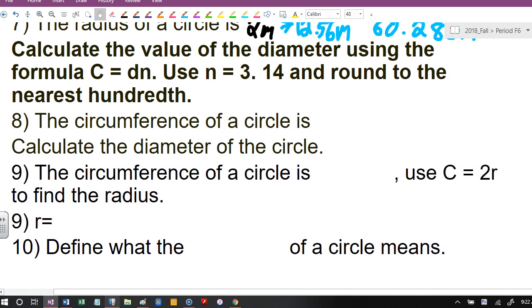Calculate the value of the diameter. If the circumference is, let's say, 6.028, then to calculate the diameter, you divide by pi, and that equals 2.